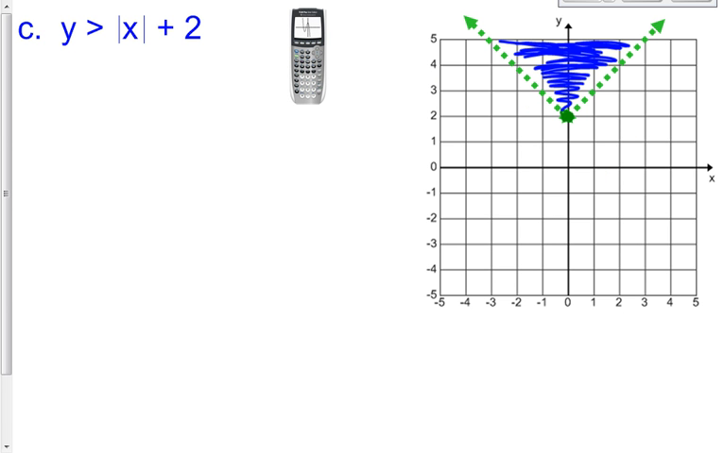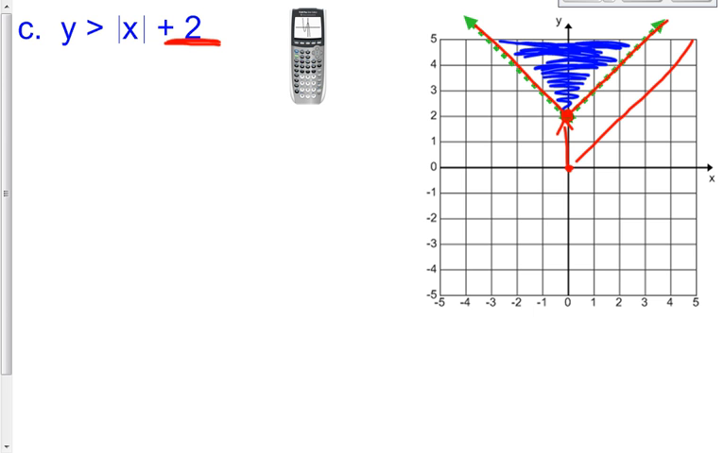Letter C. Your graph is basically just shifted up 2 units. Instead of starting at 0, 0 and going up 1 over 1, up 1 over 1, so on and so forth, it's just shifted up 2 units. And as you can see, it comes from right there. That shifts it up 2 units. So your vertex is at 0, 2, and then it's up 1 over 1, up 1 over 1.